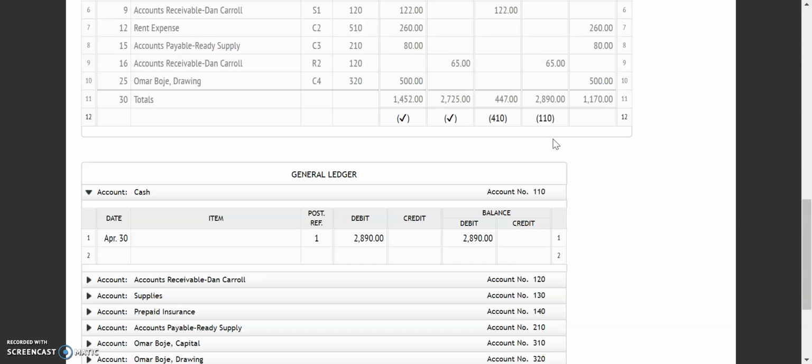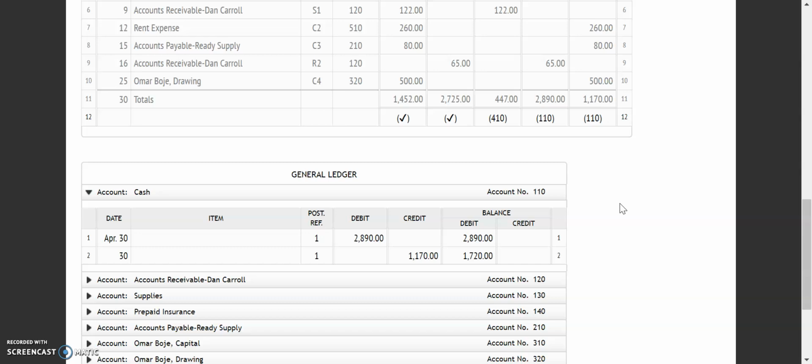Now, cash is special because cash has two special amount columns. We have the cash debit, and then we also have the cash credit. So we can't forget to credit cash the amount of money that we paid during the month. We come down once again, and we don't have to put April, we can just put the 30th. Post reference is still 1, but this time it's a credit of 1,170. So we plug that in there. Just like any other time, when we're crediting cash, that means we're subtracting. So we subtract 1,170 from our 2,890 and get an updated total in our cash account of 1,720. And then again, account number 110 goes right up here.